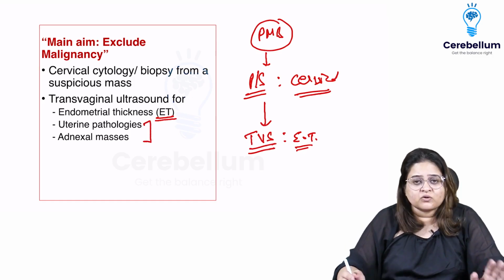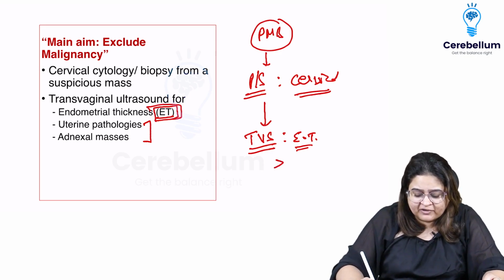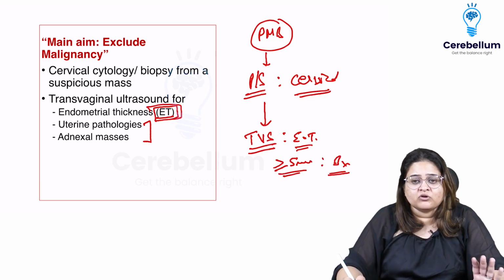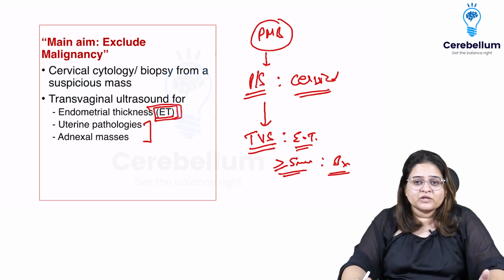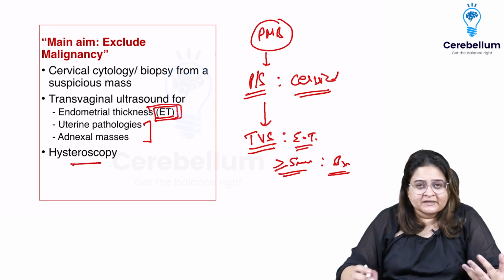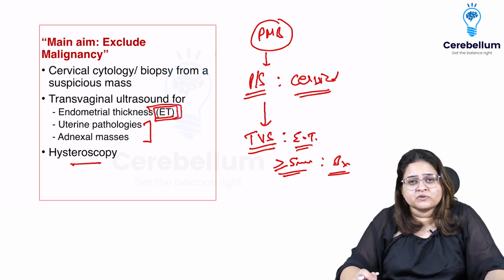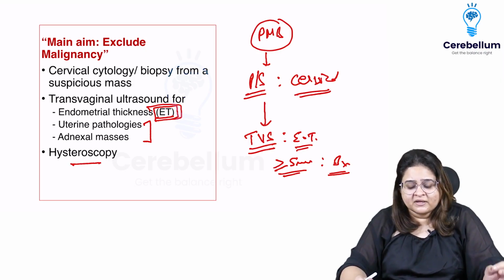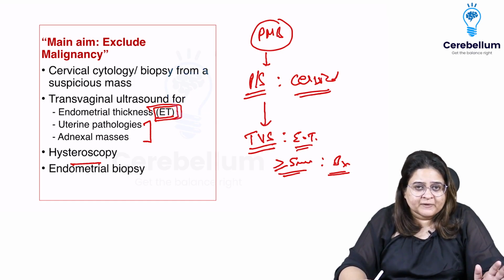You'll of course look at other things also, but primarily I'm worried about this. It should not be thick. If it is 5 millimeter or more, I am going to take a biopsy, because this is not normal. In the postmenopausal age group, the endometrium should be less than or equal to 4 millimeter. Anything more than 5 makes me suspicious for cancer. So I will do a hysteroscopy. Ideally, the best way to take a biopsy is to do a hysteroscopy and take a biopsy. You can also do a D&C or an office biopsy, but the best way, where you don't want to miss out anything, is a hysteroscopic guided endometrial biopsy.